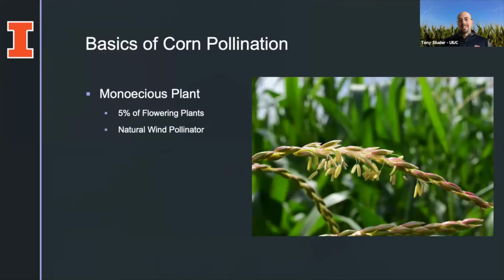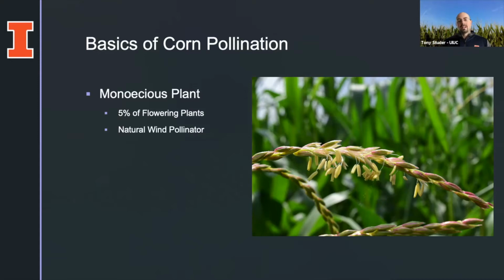And so now let's dive into the basic biology of corn. Corn is a monoecious plant, and so it has the male and female flowers on two different parts. We have the male tassel that produces the pollen gamete, and we have the ear, which is the female part of the plant and has the egg. It's kind of unique because only about 5% of flowering plants have this sort of sexual structure.